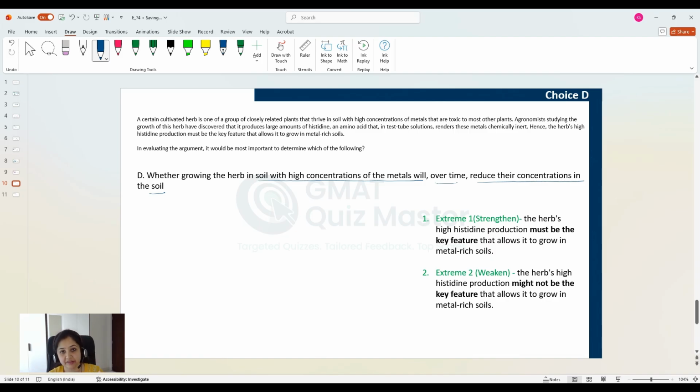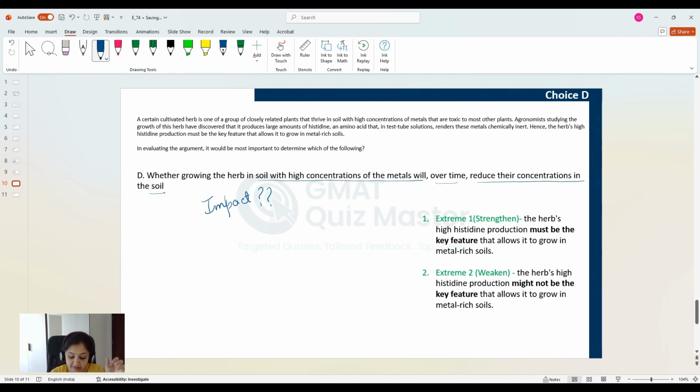Now, this choice talks about the possible impact of growing the herb in the soil. It does not talk about the reason why that herb can survive in the soil. It talks about the impact of growing that herb in metal rich soil, right? So, is that relevant? Does it help you determine whether or not it is the histidine production that helps the herb to survive? And that is why it is very important to understand the conclusion properly.